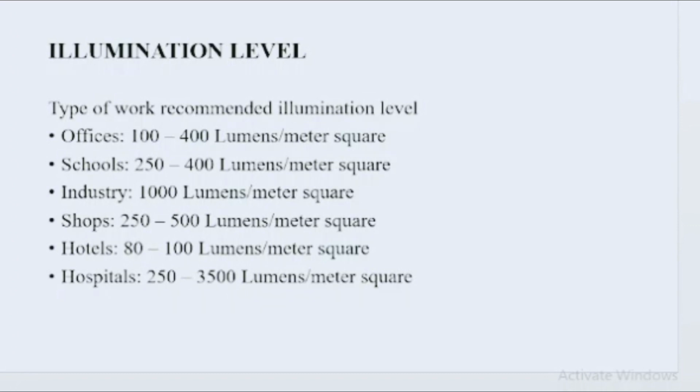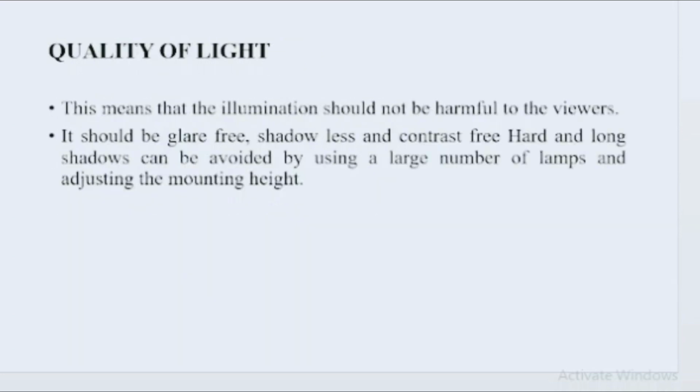Next one is quality of light. So quality should be maintained. Quality is nothing but it should not be harmful. It should not affect the human in any way. We are the viewers, so we should not face any harm because of this light. Based on that we have to design. So quality is a must. What can we consider for clarity?